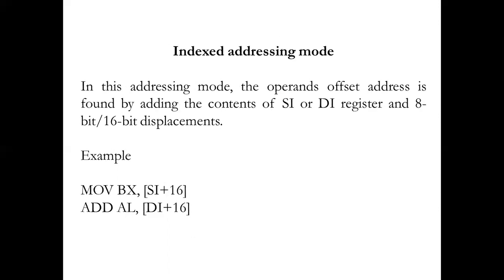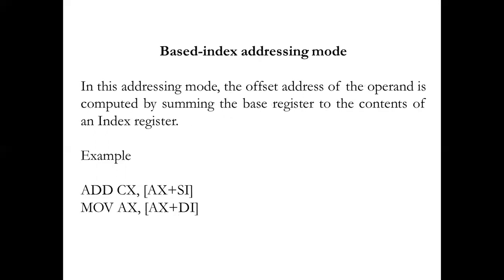After that, index addressing mode. In this addressing mode, the operand offset address is found by adding the content of the SI (source index) or DI (destination index) register and an 8-bit or 16-bit displacement. For example, MOV BX, [SI]. After that, base index addressing mode. In this addressing mode, the offset address of the operand is computed by summing the base register to the content of the index register.